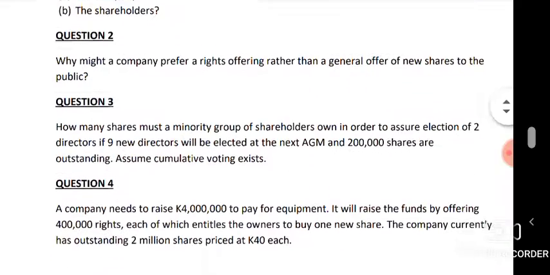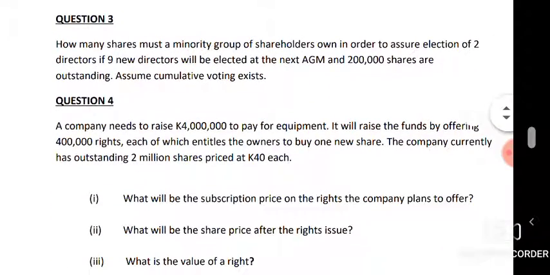So our focus started on 3, which talks about what? How many shares must a minority group of shareholders own in order to assure election of two directors if 9 new directors will be elected at the next AGM and 200,000 shares are outstanding? Assume cumulative voting rights.